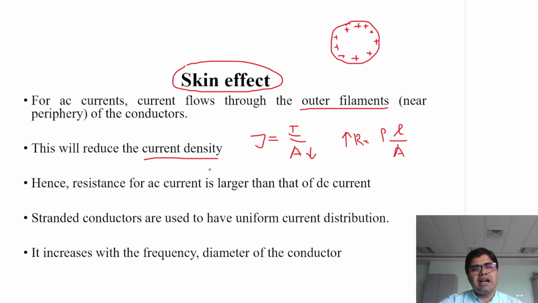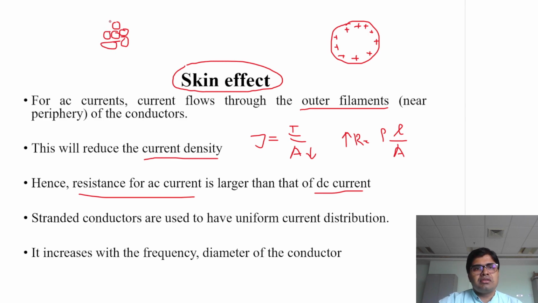So the resistance for the AC current is larger than that of DC current. That is the reason. So that is the problem. In order to avoid the skin effect, we adopt stranded conductor like this.